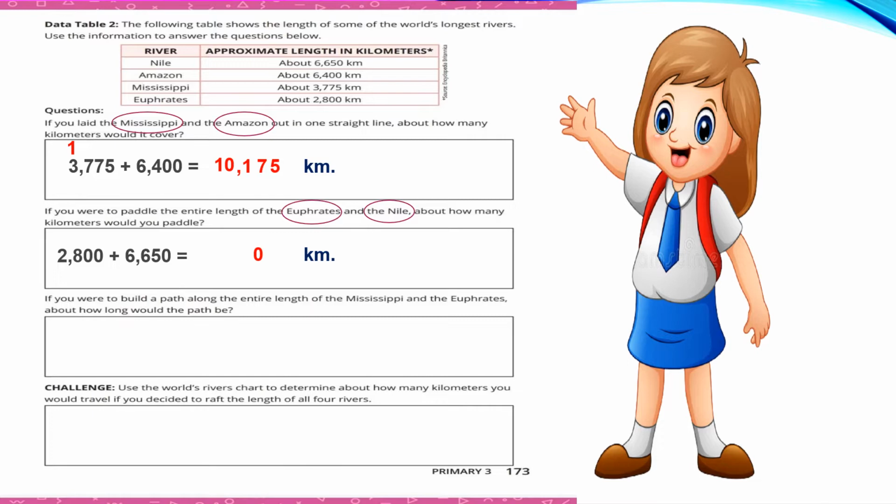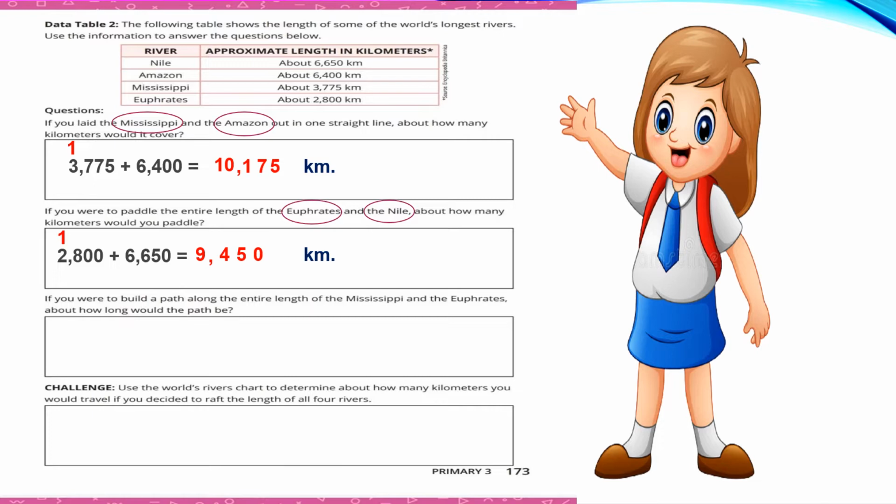Ones with ones, 0 plus 0, 0. Tens with tens, 0 plus 5, 5. Hundreds with hundreds, 8 plus 6, 14. 4 and carry up 1. 1 plus 2, 3 plus 6, 9. So the number of kilometers here equals 9,450 kilometers.